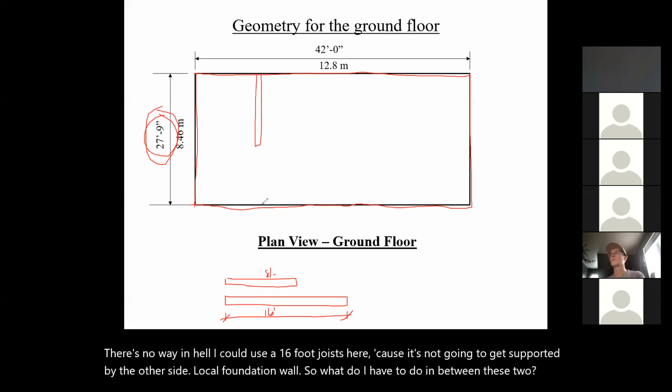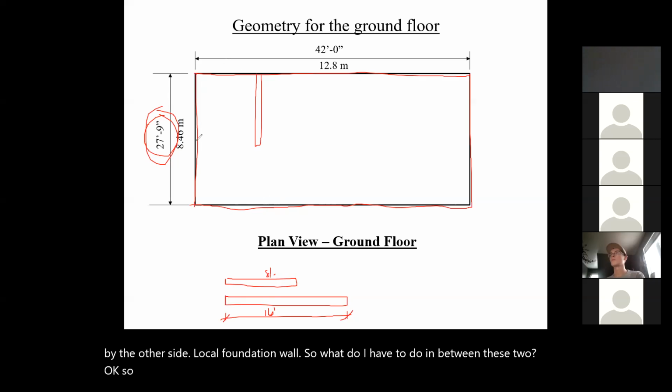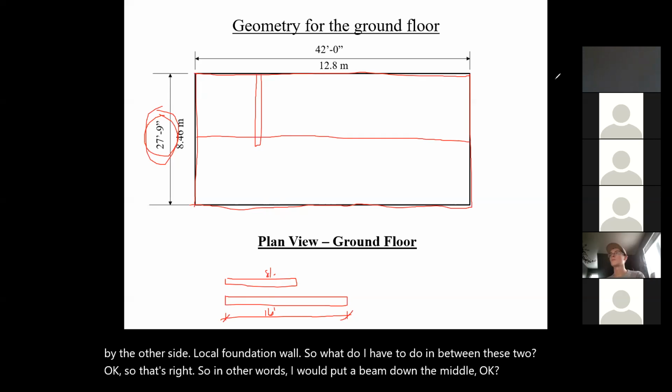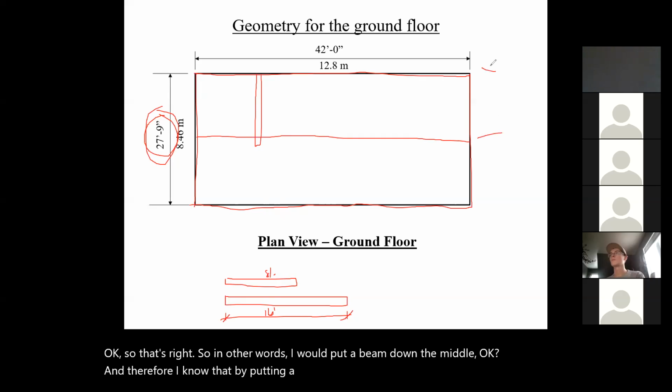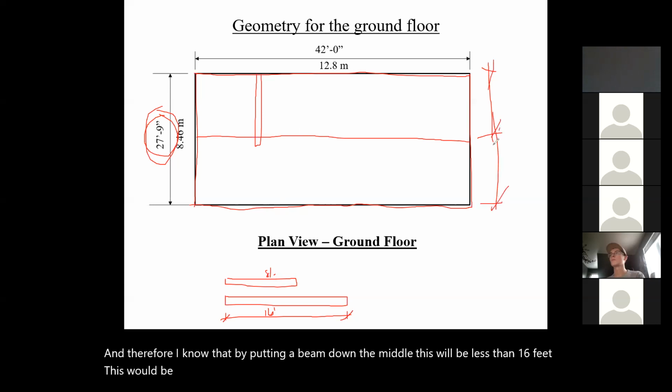Put a beam. Okay, so that's right. So in other words, I would put a beam down the middle. And therefore, I know that by putting a beam down the middle, this will be less than 16 feet. This will be less than 16 feet, and therefore, I can easily get in there with lumber either 8, 10, 12, 14 feet. So that's what I mean by creating geometry.